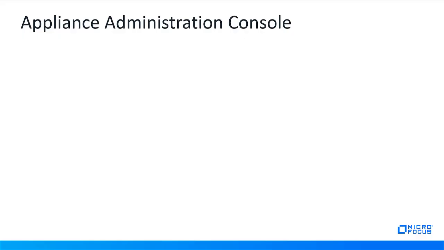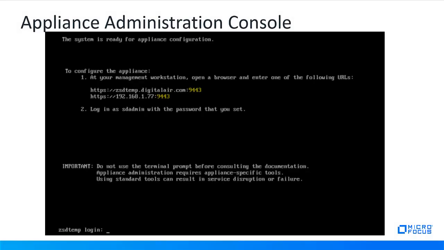Let's take a look at what the appliance administration console looks like. The version 7.5 appliance model administration console can be brought up in a browser. Once the appliance server is up and running, its console will display the URL to the administration console site. It will be on port 9443.